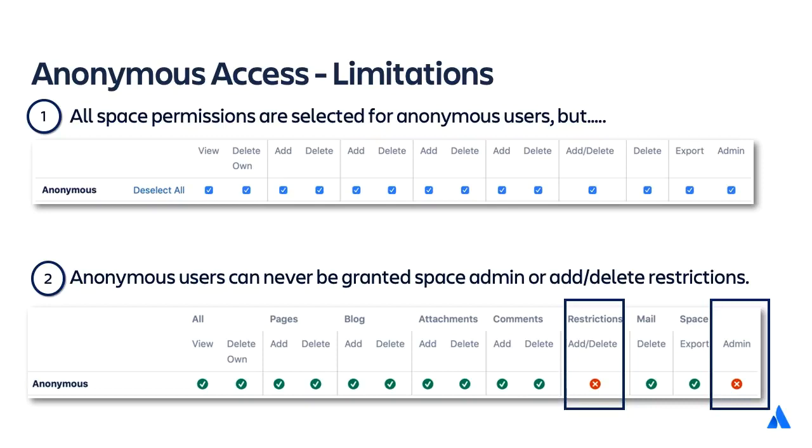Even if you selected all of the possible space permissions to grant to anonymous users as you see in the first image, you'll find that the add-delete restrictions and space admin permissions will not be checked, as you can see in the second image. The bottom line here is that you can give anonymous users the permission to export the space. It is also possible to grant anonymous users the permissions to add or delete pages, blogs, attachments, and comments, but you cannot give an anonymous user space admin or add-delete restriction permissions.